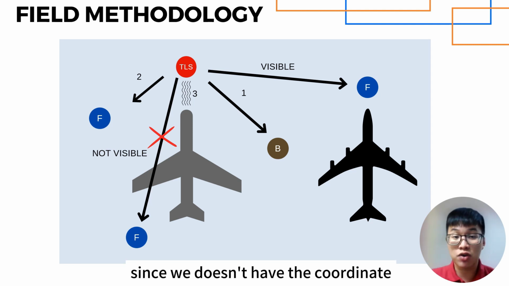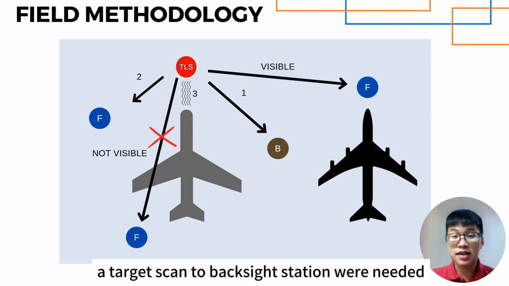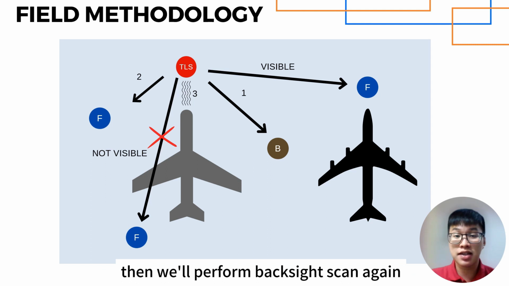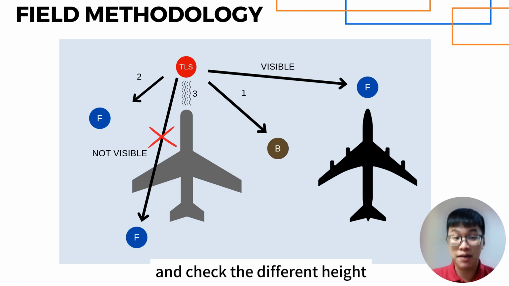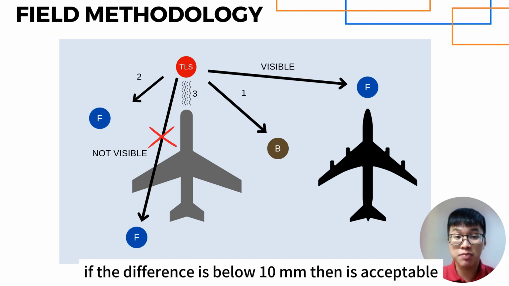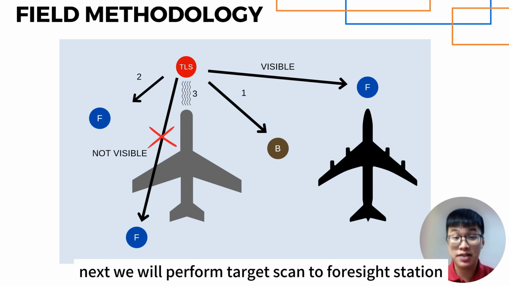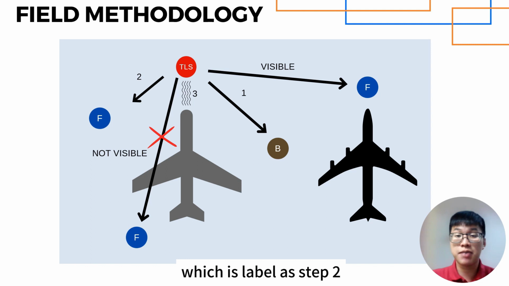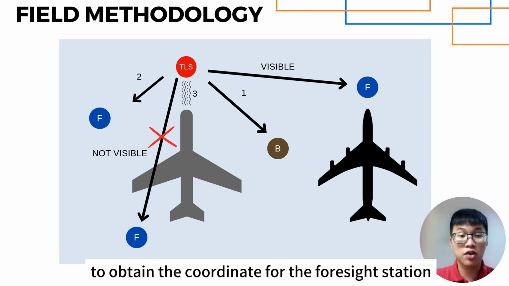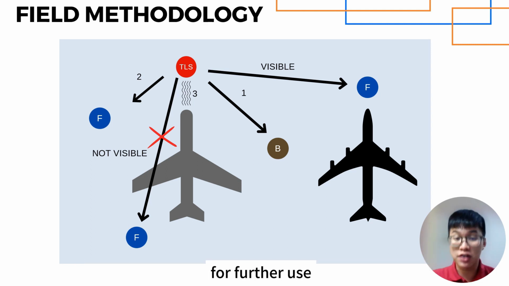Since we don't have the coordinate of the backside station, a target scan to the backside station is needed. Then we'll perform the backside scan again and check the height difference. If the difference is below 10 mm, it is acceptable. Next, we'll perform a target scan to the foresight station, labeled as step 2, to obtain the coordinate of the foresight station for further use.